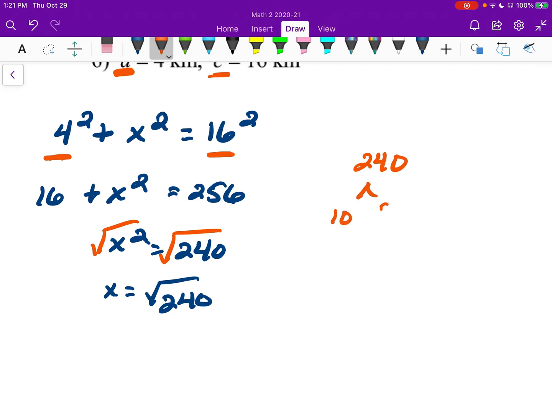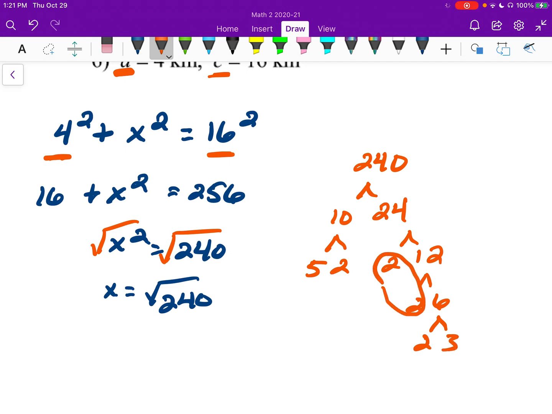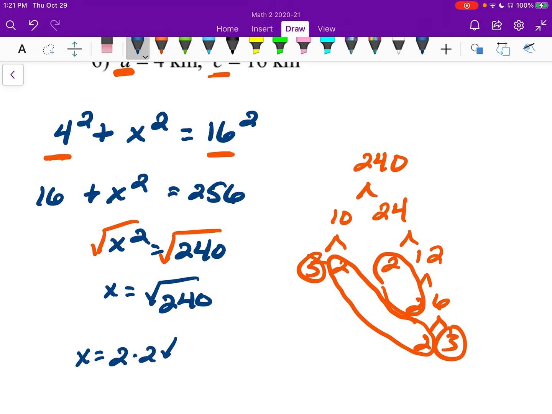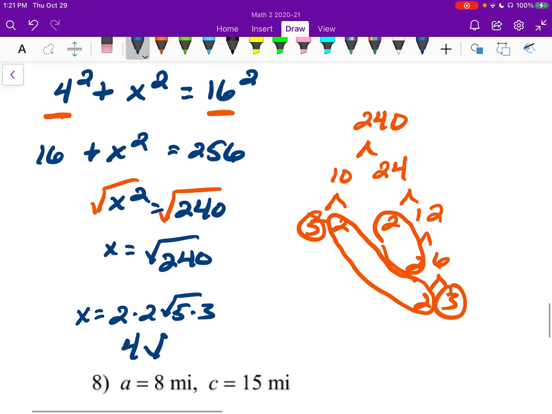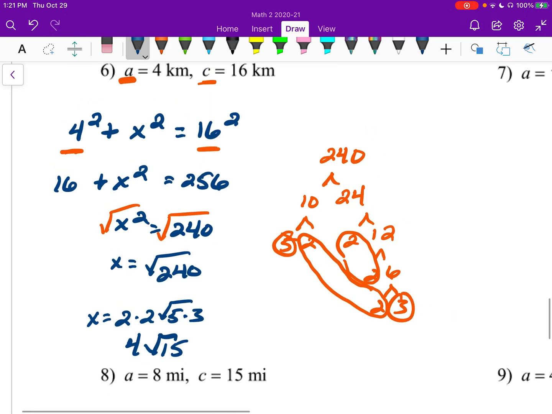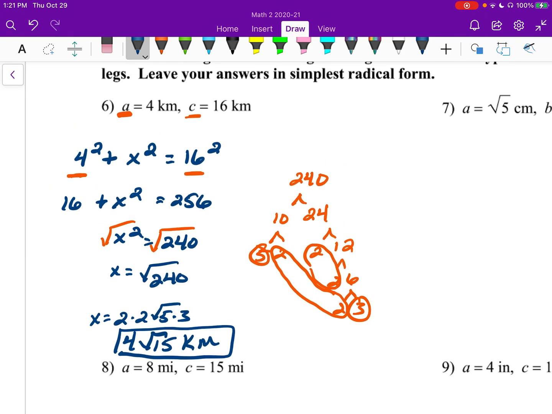I'll take apart a 10 and 24 right away. 10 can split up into 5 and 2, 24 into 2 and 12, then 2 and 6, then 2 and 3. So I've got a pair of 2's here, a pair of 2's here, a single 3 and a single 5. So I have 2 pairs of 2's to go outside, a 5 and a 3 to stay inside, for root 15, and my units are kilometers. All right, there we are.